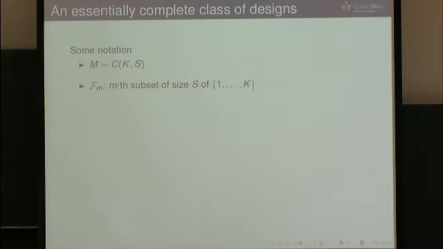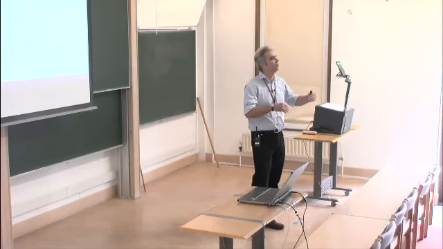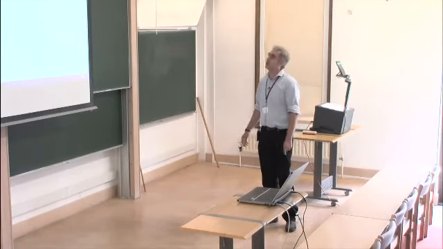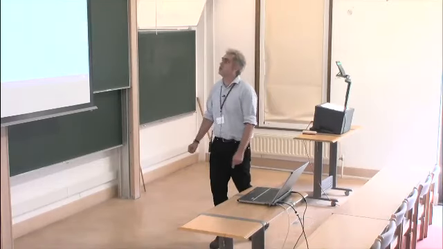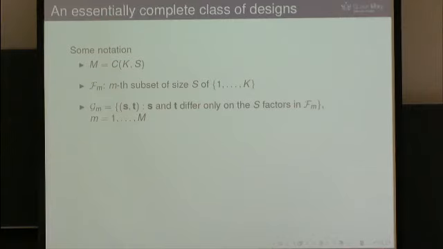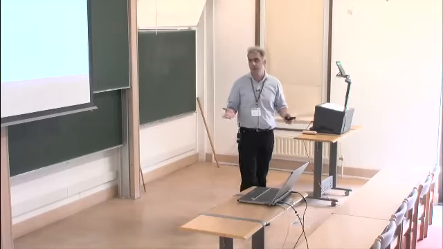And now we basically associate with each of those sets of s factors pairs which have different levels only for those particular s factors. So we define a set G_m that consists of pairs which have different levels exactly for the s factors in the corresponding set F_m. Now these sets, the G_m's, are mutually exclusive, so these are disjoint sets, and if we look at the unions, they give the whole design space.